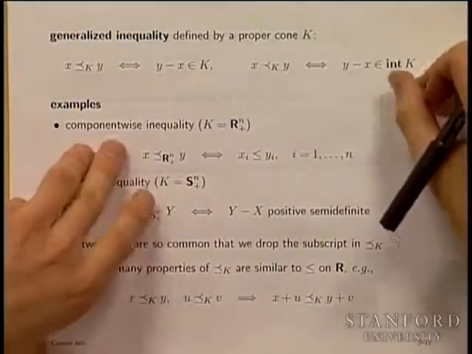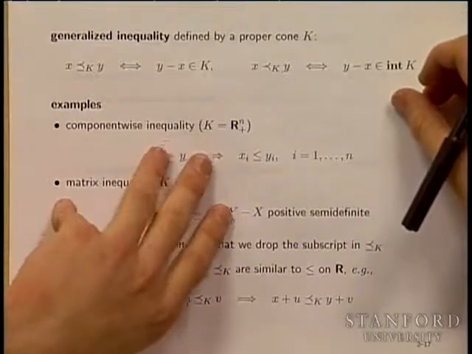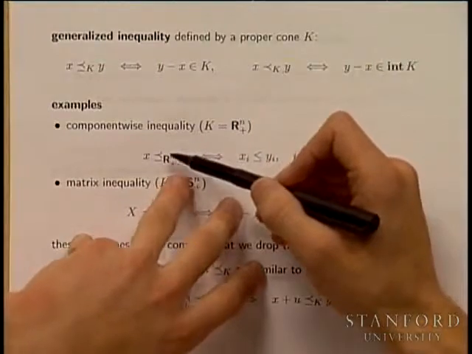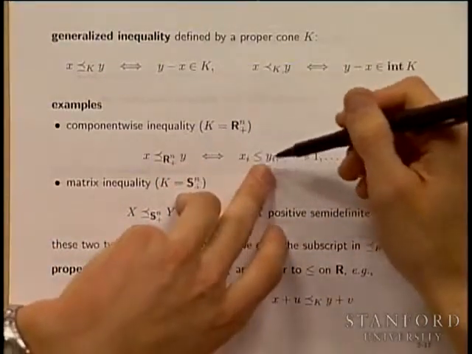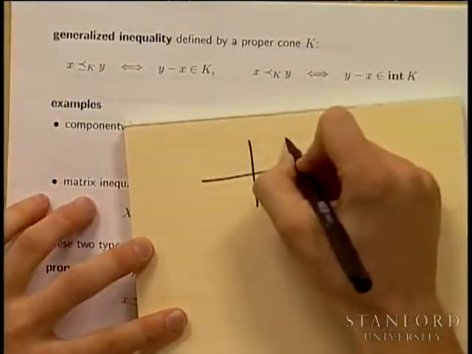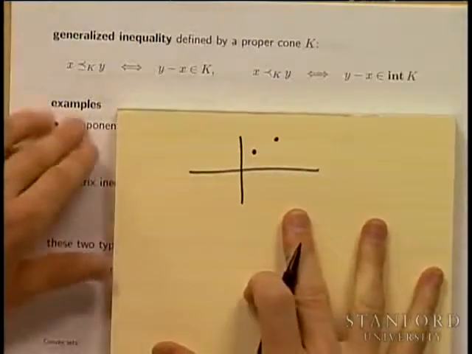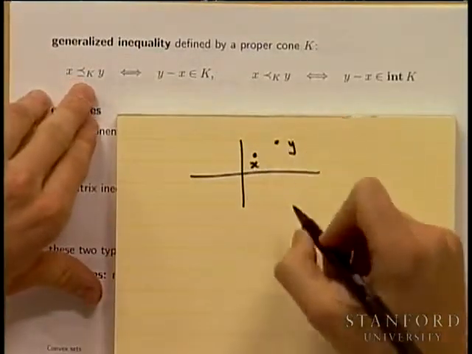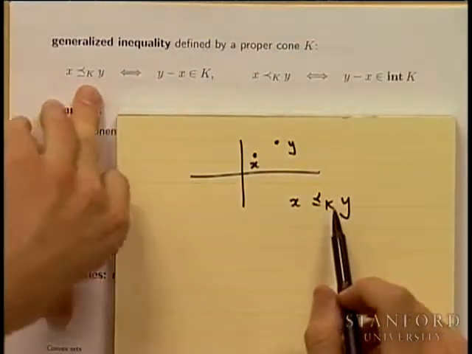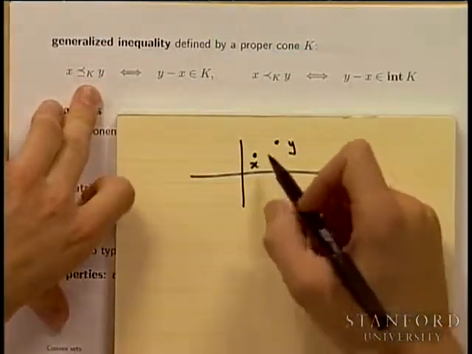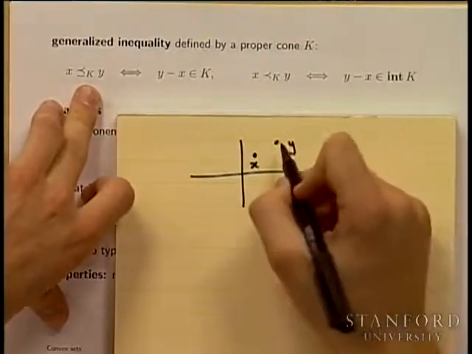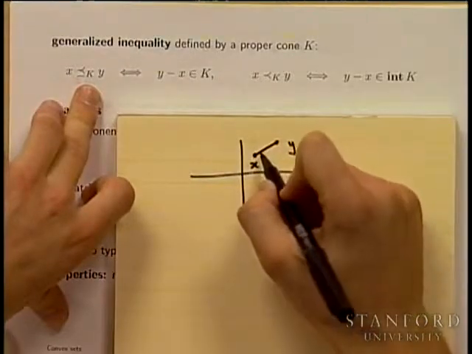So let's have a look at a quick example, the component-wise inequality that we're familiar with. This says that x is less than y in the component-wise sense if each of the components xi is less than or equal to yi. So let's take a couple of points, this one here and this one here. Let's call this x and call this y. Now x is less than or equal to y in this proper cone K if y minus x lies in the cone. So let's find y minus x, and it's this thing here.